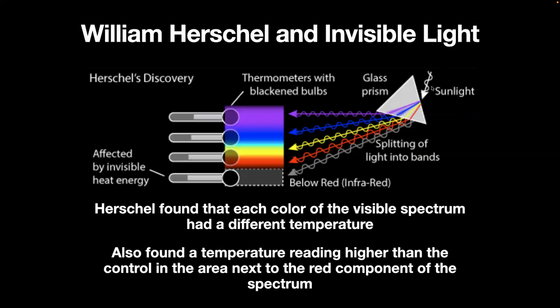You can see here a little schematic of what he did. The sunlight shined through a prism, separated into all the colors. We had thermometers placed in each one of the colors, and then one outside, below the red, like infrared. That's what that means. And he found an increase in temperature in this thermometer that was outside the spectrum.